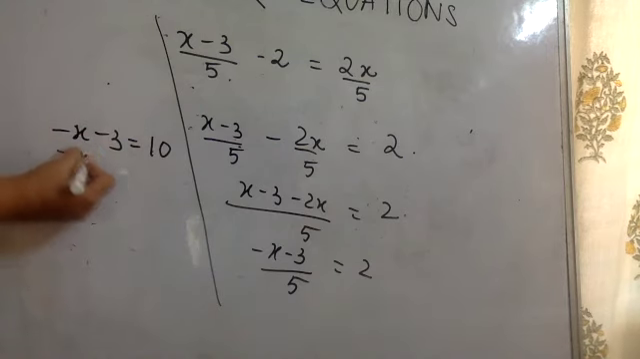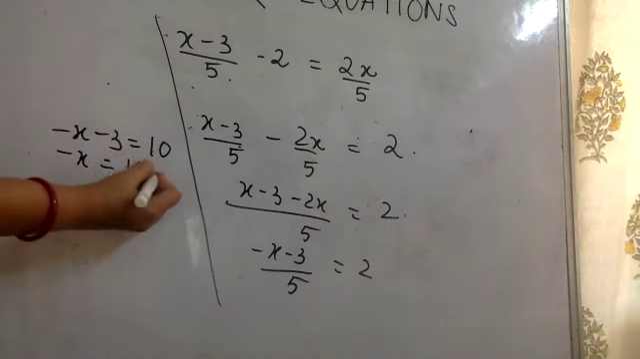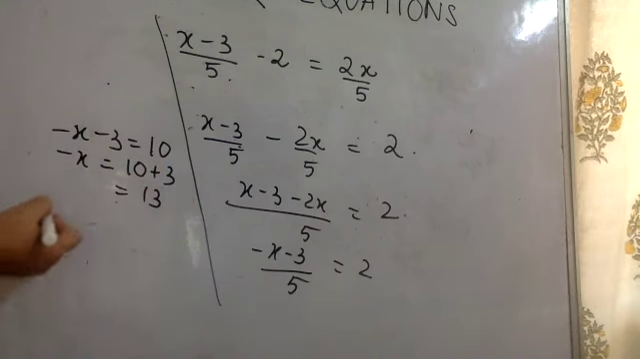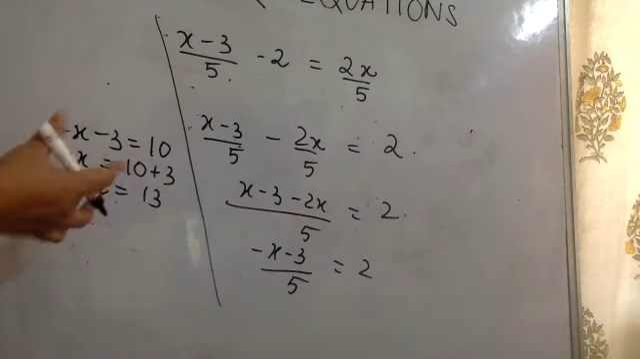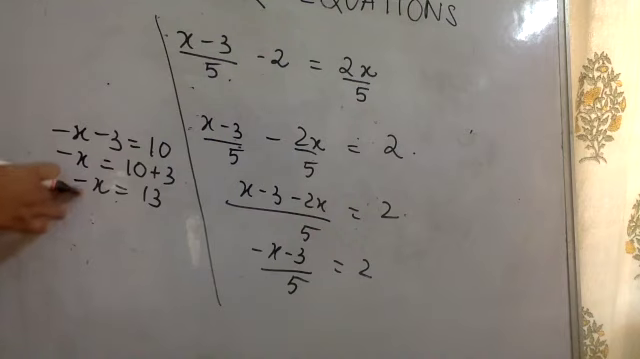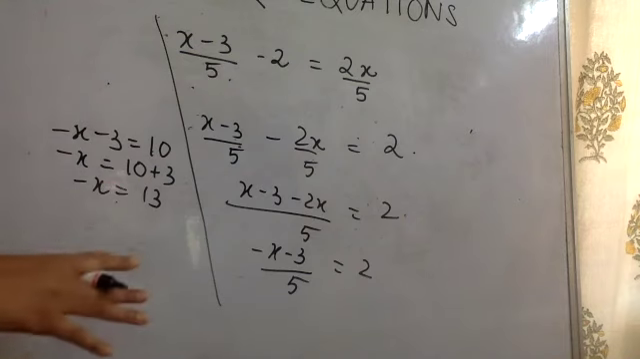Then keep the minus x this side, take the 3 to the other side, 10 plus 3, which is 13. But then I have got the value of minus x here. I don't want the value of minus x. I want the value of x. So what I'll do, I'll divide this side and this side with a negative sign. Now, why do I divide both sides with a negative sign? Because if it is an equation, I just can't divide one side with a negative sign. Whatever function I do here, I have to do this side also to keep the equation balanced.